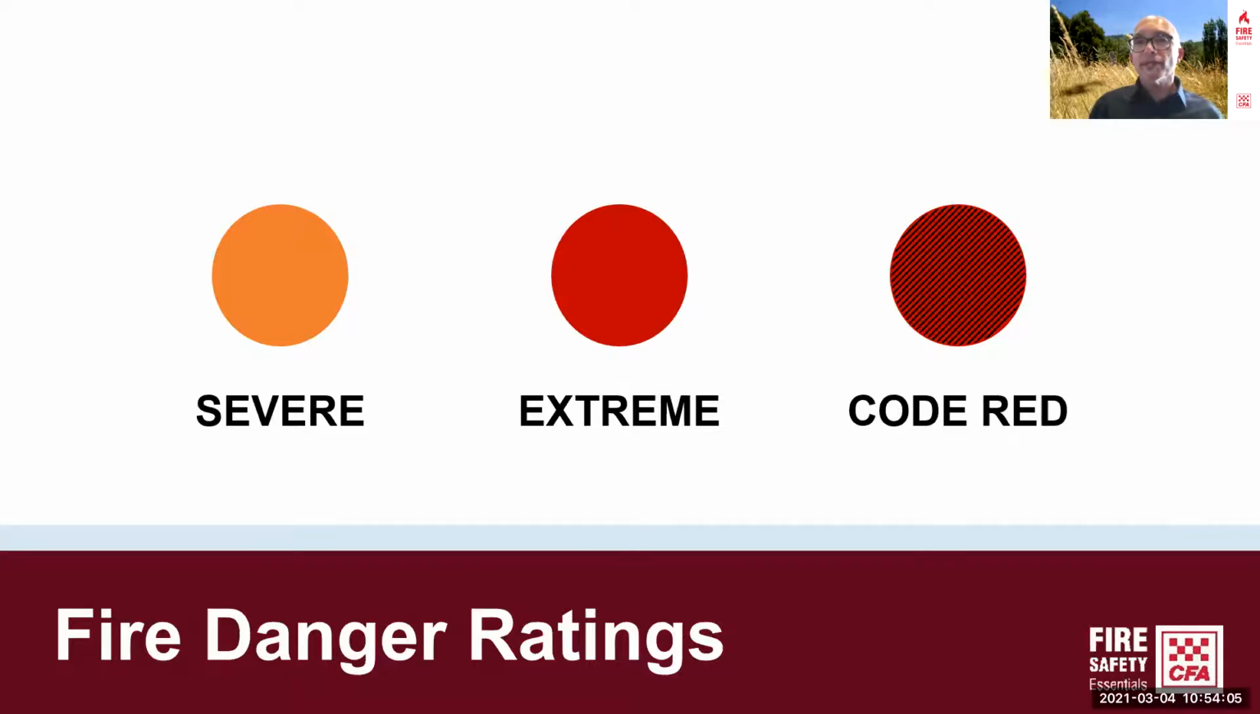So, severe. You remember that from the FDR as we progress from left to right? A severe day is indicative of hot, dry, and possibly windy conditions. Now, if a fire started on a severe day and it took hold, it would probably be uncontrollable.